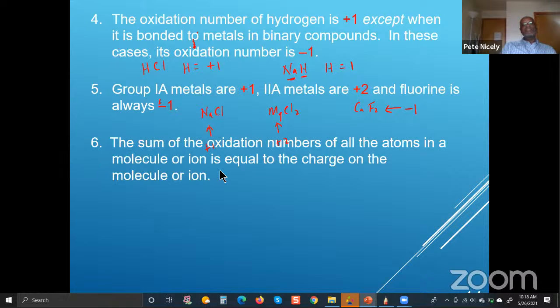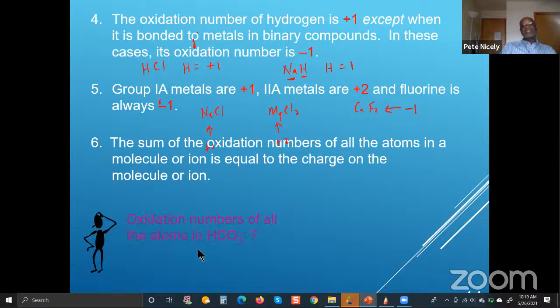Now, rule number 6 is very useful for determining the oxidation number of other elements that were not mentioned before. This rule says the sum of the oxidation numbers of all atoms in a molecule or ion is equal to the charge on the molecule or ion, all right?